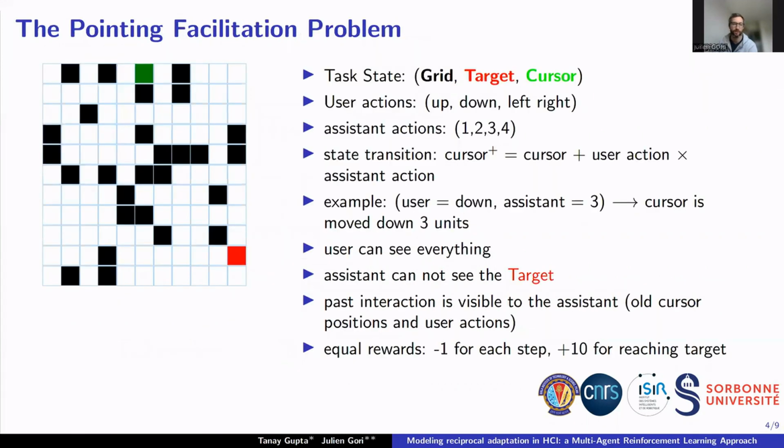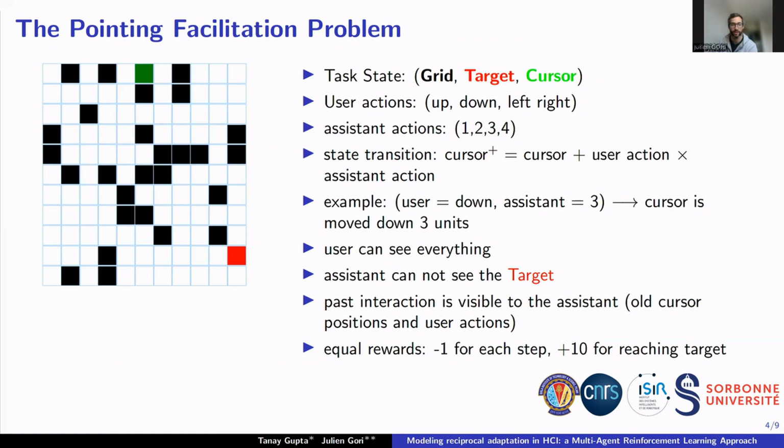We now introduce the task that we chose to study and how it can be translated as a MARL problem. We consider a grid wall type task with dummy targets in black, a target to be reached in red, and a cursor in green. The user can indicate whether it wants to go up, down, left, or right, and the assistant can choose a gain of 1, 2, 3, or 4. For example, if the user selects down and the assistant selects 3, the cursor will move 3 units down.